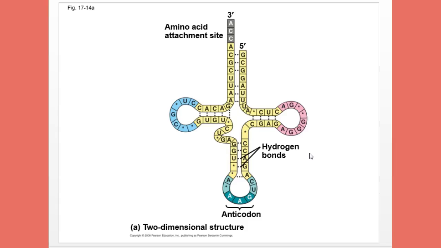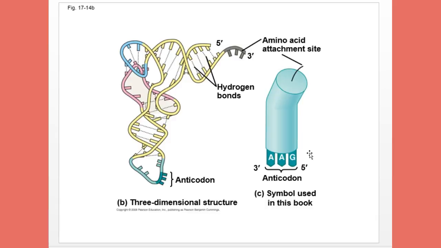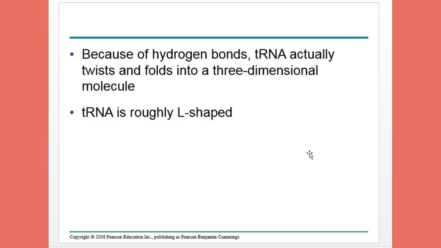Alright, this is up close of that 2-dimensional structure, up close to your 3-dimensional and our symbol for the book. Alright, because of hydrogen bonds, tRNA actually twists and folds into that 3-dimensional molecule. It's roughly an L shape once it's in its 3D state. It looks like a clover flattened, but when those hydrogen bonds are in effect holding that 3D shape, it does kind of take on an L shape.